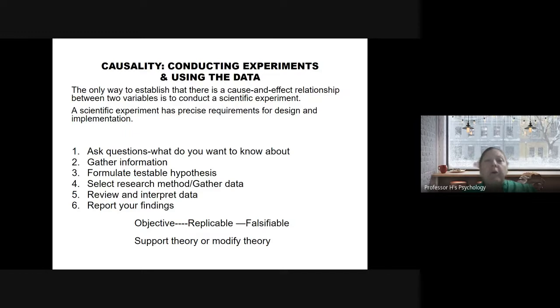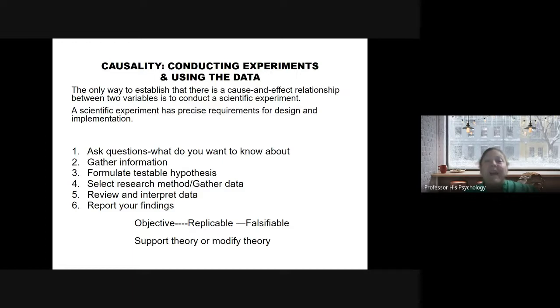So our correlational research, we found out that it does not tell us whether or not we are seeing a cause and effect relationship. It only tells us that there is a relationship between variables. If we want to know if there is a cause and effect relationship, we need to do an experiment. We need to do experimental research.